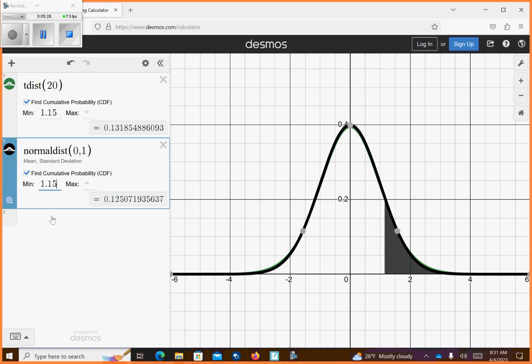So as you can see, the normal distribution is a little bit less than, you're looking at the same area underneath the curve or the same standard deviation, but the normal distribution has a little bit tighter percent. So the normal distribution shows 12.5% of the area to the right, whereas the degrees of freedom on the t-distribution shows 13.1% or 13.2%.